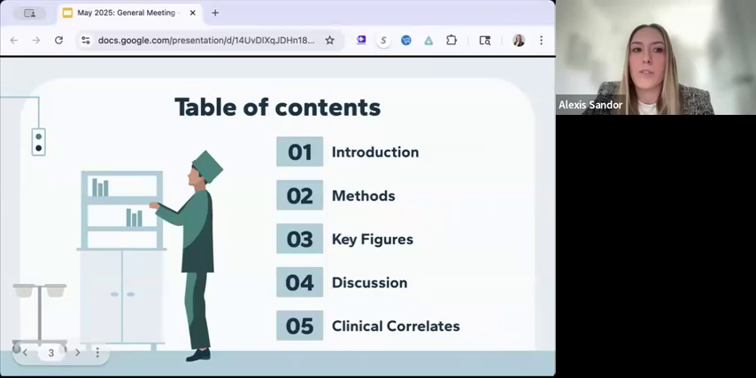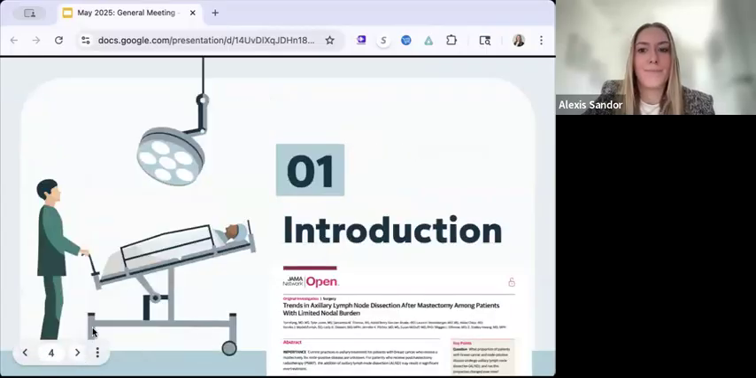So here's just an overview of what I'll cover. I'll have an introduction into axillary surgery in breast cancer, the methods used in the study. I'll go over some key figures and results. Then I'll go through the discussion on what they mean, and then finally, how it all applies to us clinically. So here's just a quick little photo and introduction of what the article looked like. I hope everyone got a chance to quickly skim it over. It's very interesting.